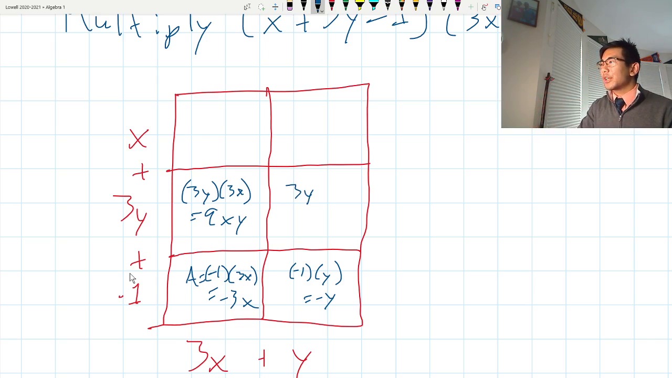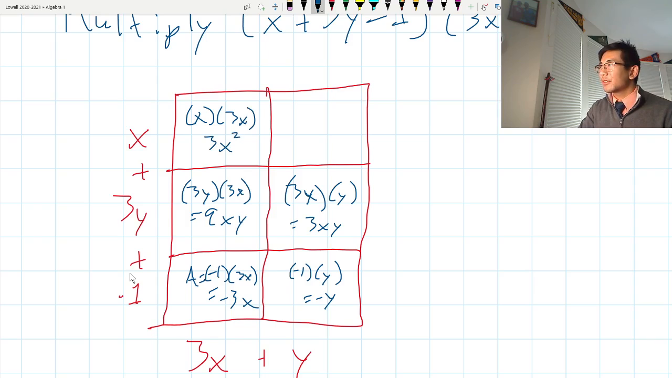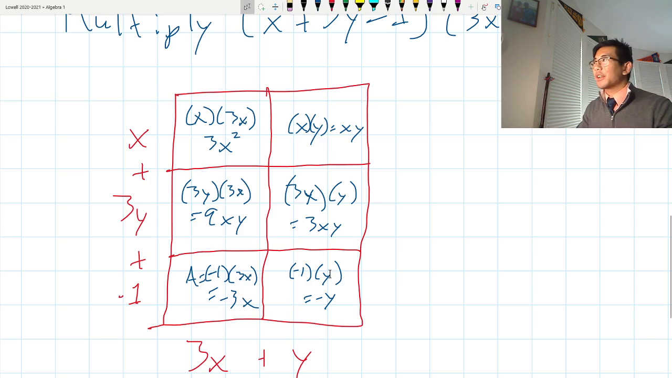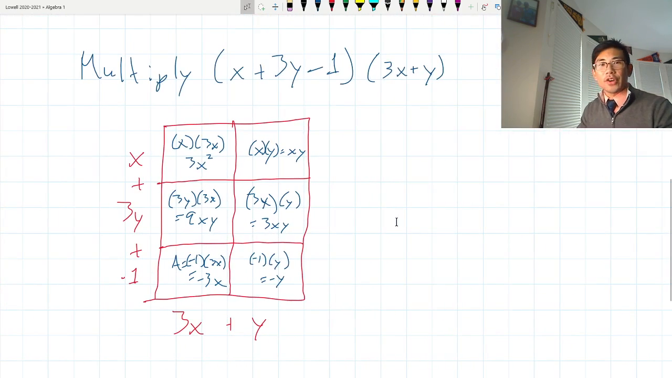Let's see, this part would be 3x times y, which is just 3 times x times y, or 3xy. Again, can't do anything about that. This would be x times 3x. So remember, again, we're multiplying here, so that's just 3x squared. If I was adding, it'd be 4x, but I'm not adding here. And the last part is just x times y, or just xy. So now we have our area as a product.